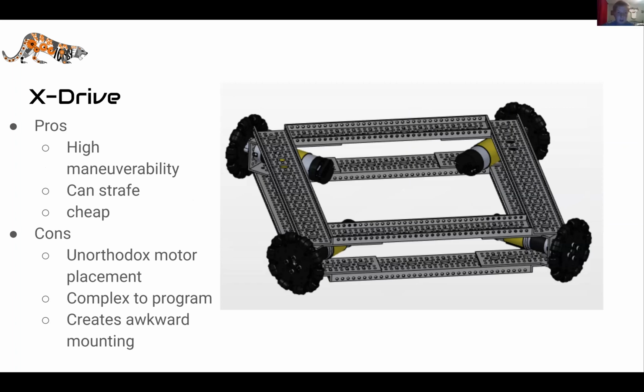The X drive is also decently similar to the Mecanum drive because it can strafe. It can pretty much go in all directions you want. It's a little bit cheaper because you don't have the Mecanum wheels. They're just omni wheels.